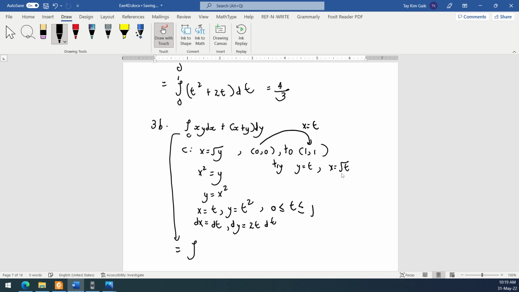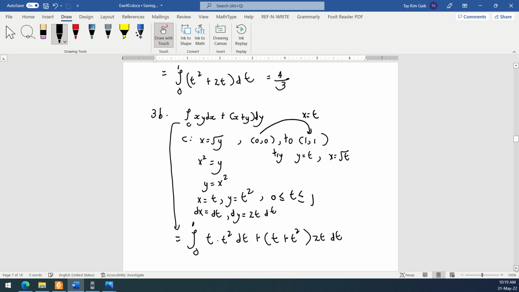To eliminate the square root, I square both sides, so I get x squared is y, or y equal to x squared. Then I let x be t, then y is t squared. So t from 0 to 1. x is t, y is t squared, dx is dt, and dy is 2t dt.